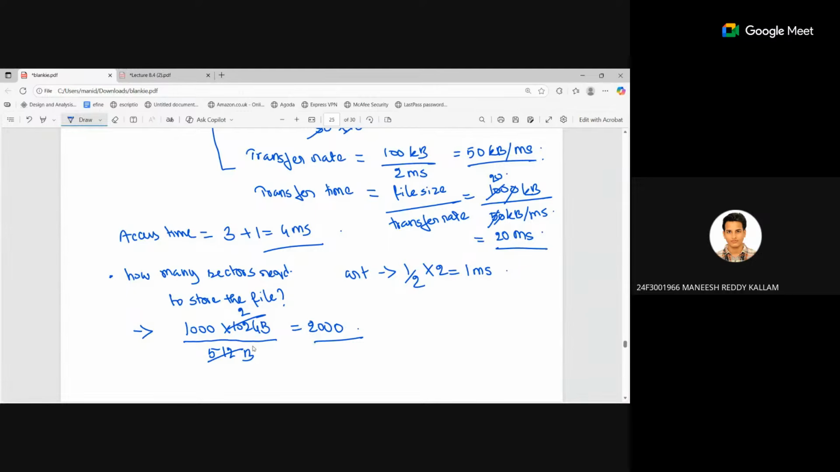Or if you don't want to do that, just convert this one into kilobyte. That also works. So 512 byte means half kilobyte. So that will also give you 2000 sectors. So many different part questions can come, but all are very simple only.